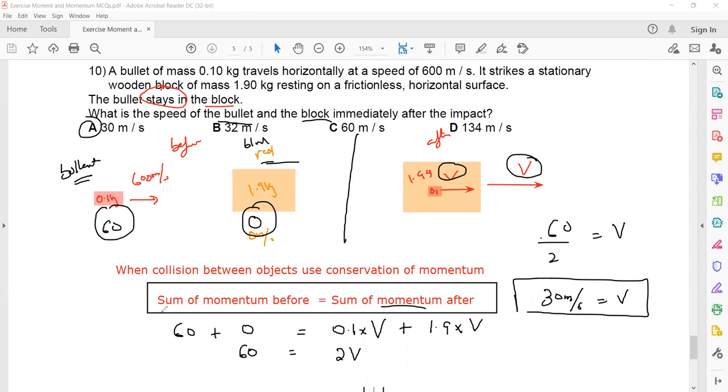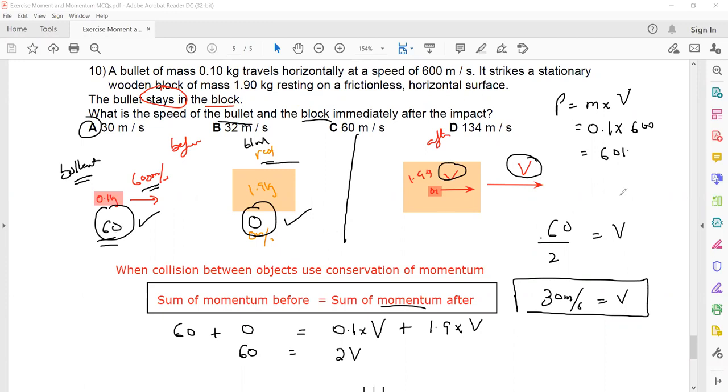So mass of the bullet is 0.1 and the speed is 600. So momentum of the bullet is 60 before the collision. And the momentum of the block is 0 because it is at rest. So total momentum. From where did I get 60? Because this is a conservation of momentum. Momentum is a product of mass and velocity. So mass of the bullet is 0.1 and the velocity of the bullet is 600. So when 0.1 is multiplied by 600, I will get 60. So speed is 600, but the momentum, which is a product of mass and velocity, is 60.